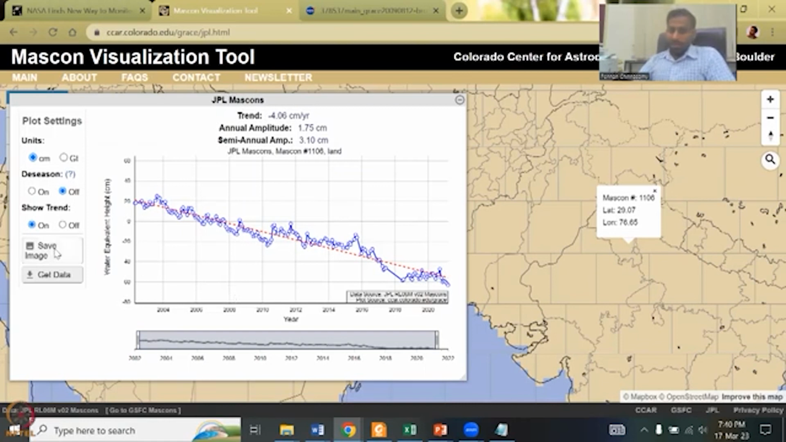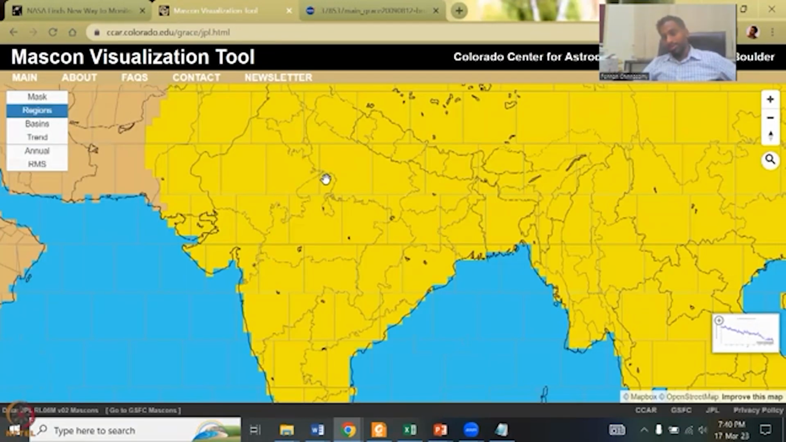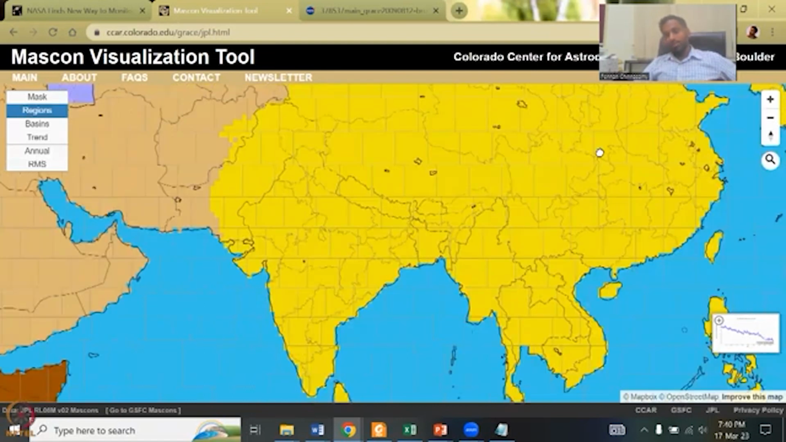You can save the data as an image, or get the data as an Excel file, month by month, for that particular pixel you can take and use. You can also do these calculations as regions. So this is an Asian region, and then see how the water has been used.